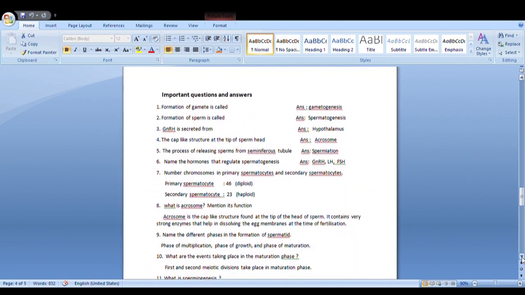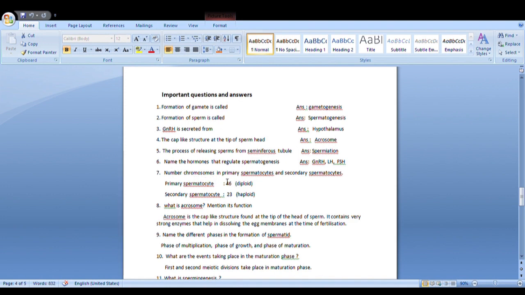You can see certain questions and their answers. Formation of gamete is called gametogenesis. Second question, formation of sperm is called spermatogenesis. GnRH is released from hypothalamus. The cap-like structure at the tip of sperm head is acrosome. The process of releasing sperms from seminiferous tubules is spermiation. Name the hormones that regulate spermatogenesis: GnRH, LH, FSH.